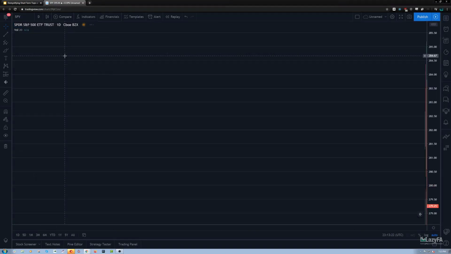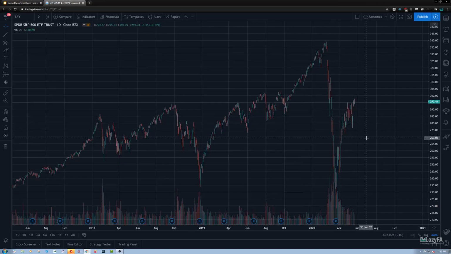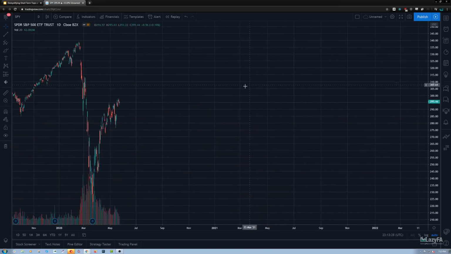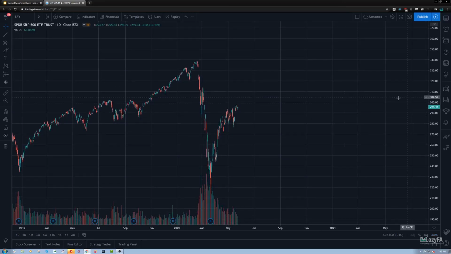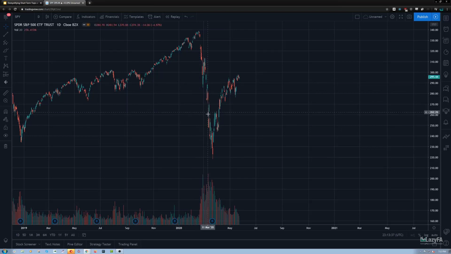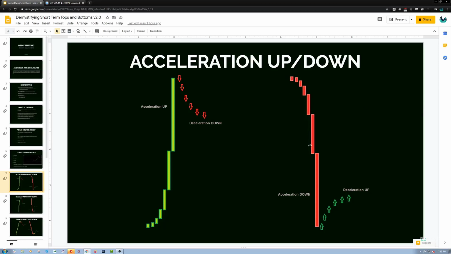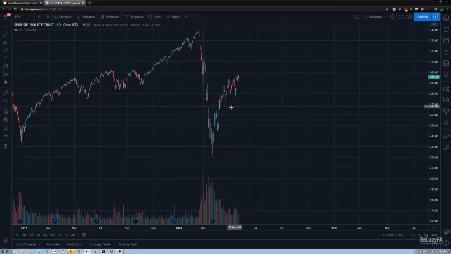If we look at the SPY daily, we had this huge sell-off in February and March, and it kind of culminated in this big flush at the bottom. And now we're seeing that exact pattern where the stock just kind of loses steam, or in this case it's an ETF, but the pattern kind of loses steam as it bounces. So this is the exact pattern we're looking at right here, this acceleration down and deceleration up. We're seeing this in real time in the S&P 500, which is pretty cool. So that's the first type.